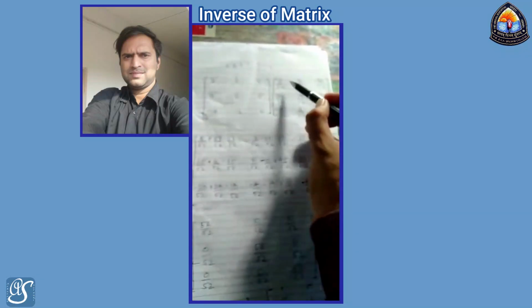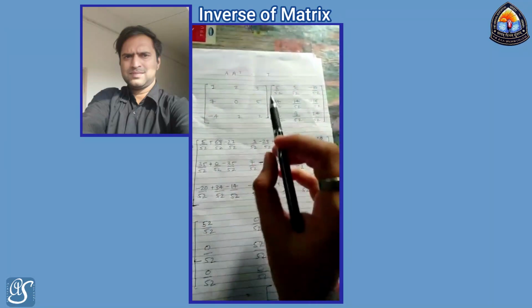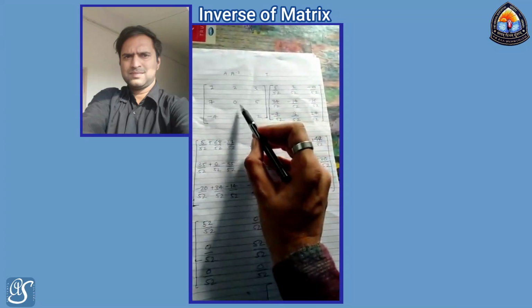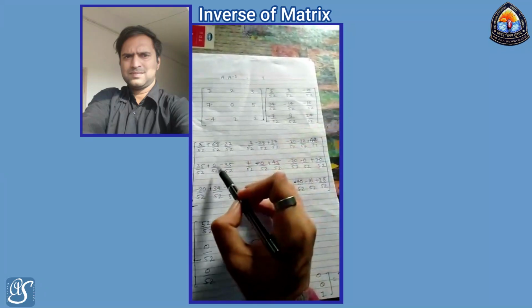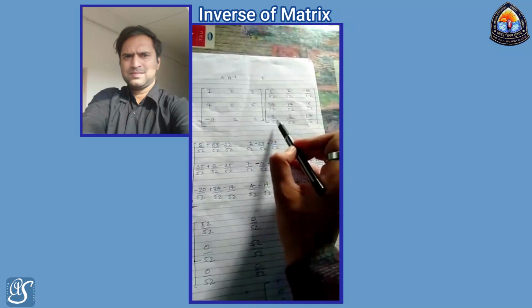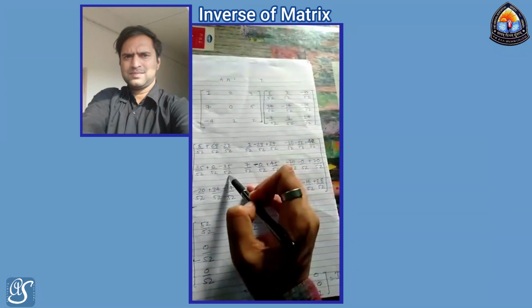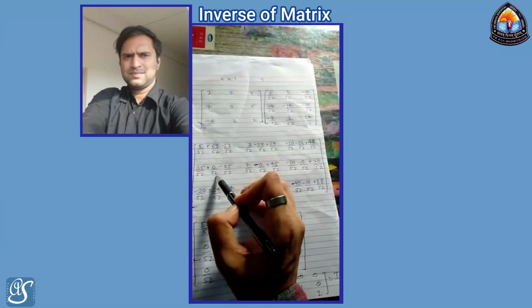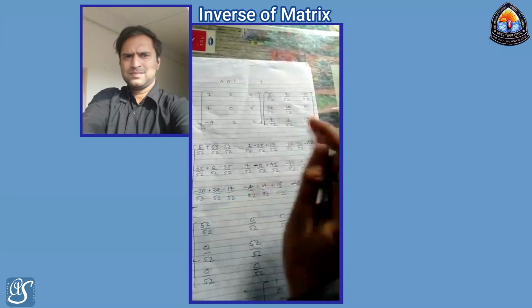Now second row, first column, so 7 into 5 upon 52, 35 upon 52. 0 into 34 upon 52, 0 upon 52. 5 into minus 7 upon 52, minus 35 upon 52. So second row, first column is 35 upon 52 plus 0 upon 52 minus 35 upon 52.